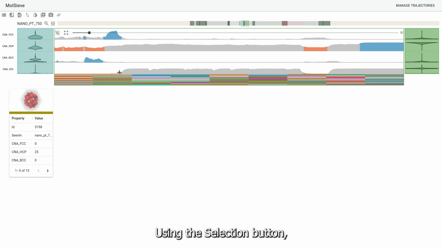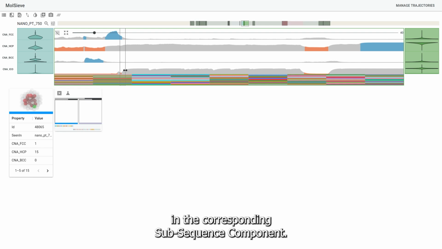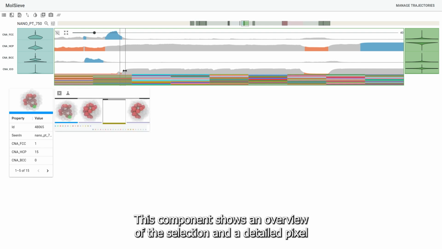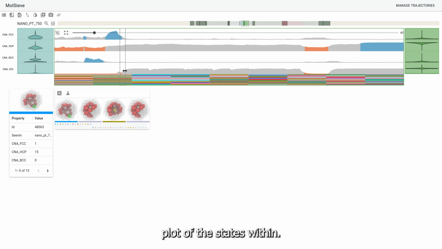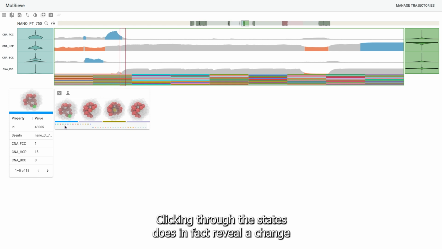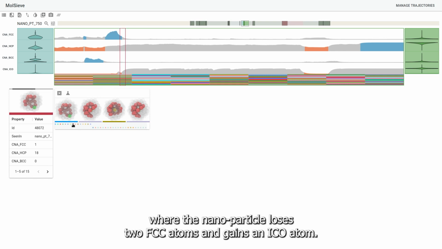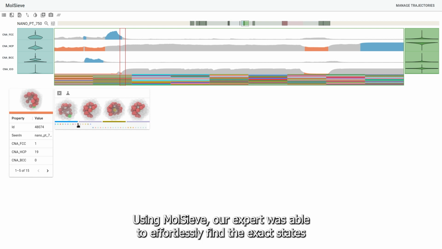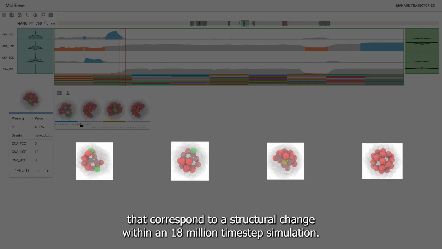Using the selection button, they select the first region to view it in the corresponding subsequence component. This component shows an overview of the selection and a detailed pixel plot of the states within. Clicking through the states does in fact reveal a change where the nanoparticle loses 2 FCC atoms and gains an ICO atom. Using MolSieve, our expert was able to effortlessly find the exact states that correspond to a structural change within an 18 million time step simulation.